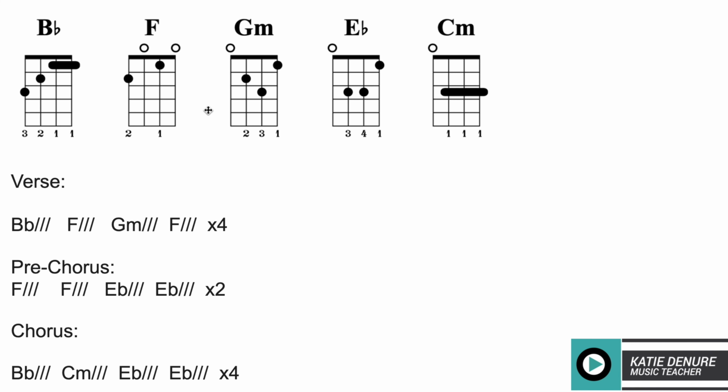We have a B flat, F, G minor, E flat, and a C minor. 1, 2, 3, 4, 5. I just laid it out here for you, okay? Most of the time, you won't get this. Unfortunately, you'll get stuff like this, with just the chords. I took the lyrics out so that we don't have to pay attention to that. We're just focusing on transposing right now.